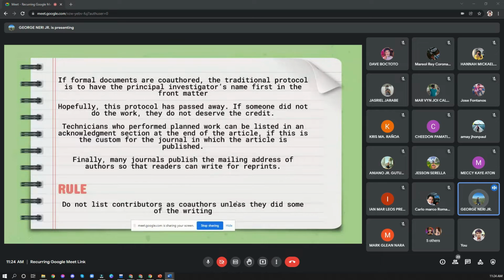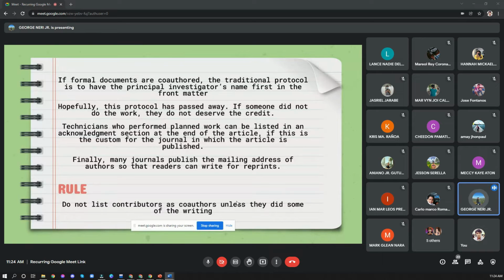Many documents are co-authored, and the traditional protocol is to have the principal investigator's name first in the front matter. Hopefully this protocol has passed away. If someone did not do the work, they do not deserve the credit. Technicians who perform planned work can be listed in an acknowledgement section at the end of the article, if this is the custom for the journal in which the article is published.